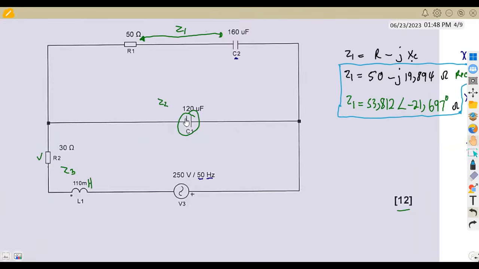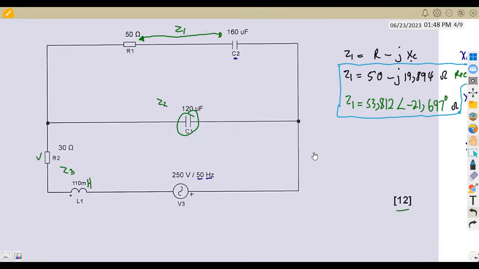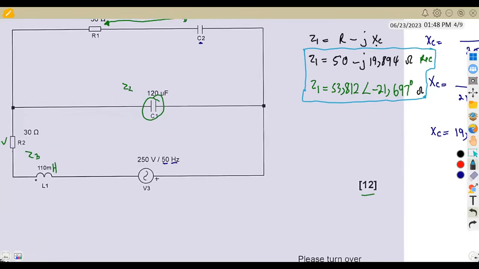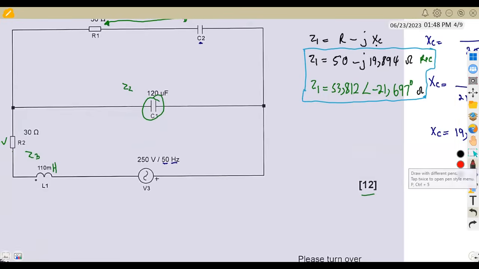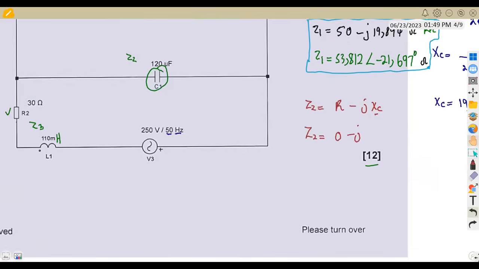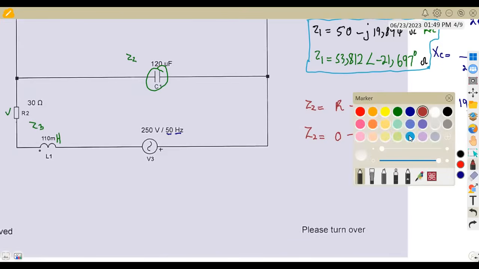Z2, we just have a capacitor. We do not have a resistor. So if we were to find our Z2, normally it was supposed to be like this. Remember, I said the formula. If you are given a capacitor, our Z2 was supposed to be given as the resistance minus JXC. So we do not have the resistance, meaning to say our resistance is 0 minus JXC, meaning we need the capacitive reactance from the frequency, from the capacitance that we are given. So we can calculate our XC from there.